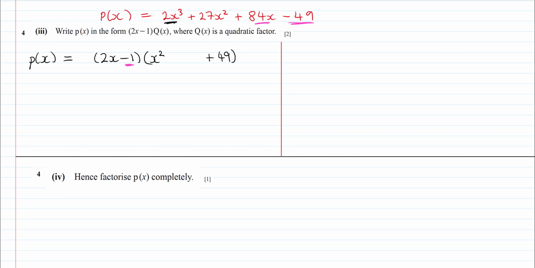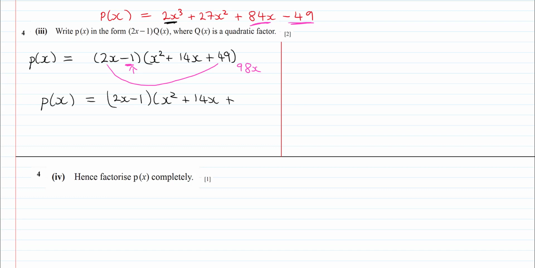So if we look at that x part, this 84x, then if we have 2x times 49, well, that's going to equal 98x, and then we're going to have to take away 14x to get to 84x. So then we need this negative 1 times something to equal negative 14x. So that is just going to be positive 14x. Okay, so that is our quadratic factor. So if I just write it out neatly, it's going to be 2x minus 1 times x squared plus 14x plus 49.